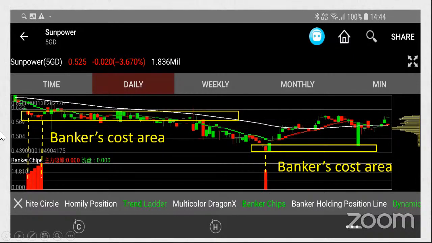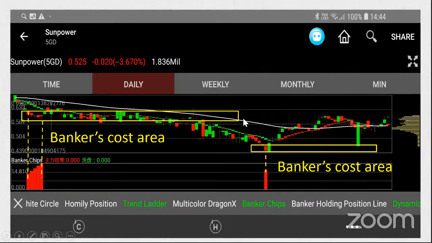You draw this box, then this is the banker's cost area. And you can see that for this case, after drawing the banker's cost area, the price never really breaks above the top of the banker's cost area. So that's why there's no chance here, we cannot buy. I emphasize again, it's not like when banker chips appear, you can buy immediately. You need to check whether or not the price can stand above the banker's cost area.